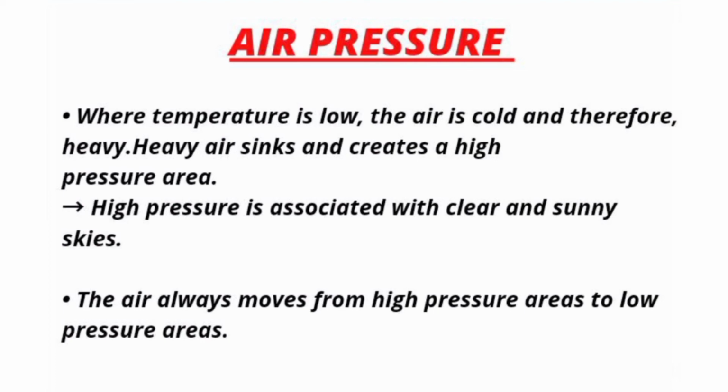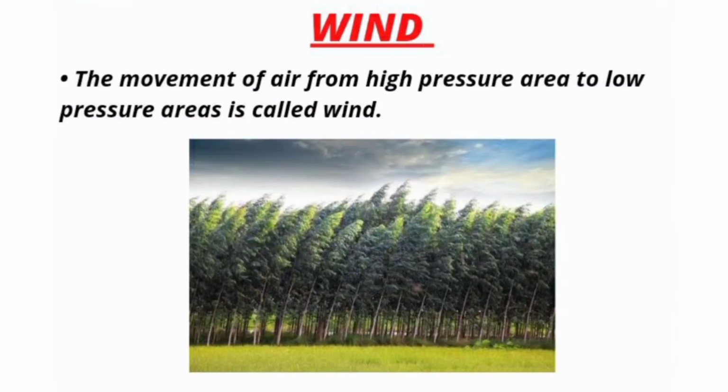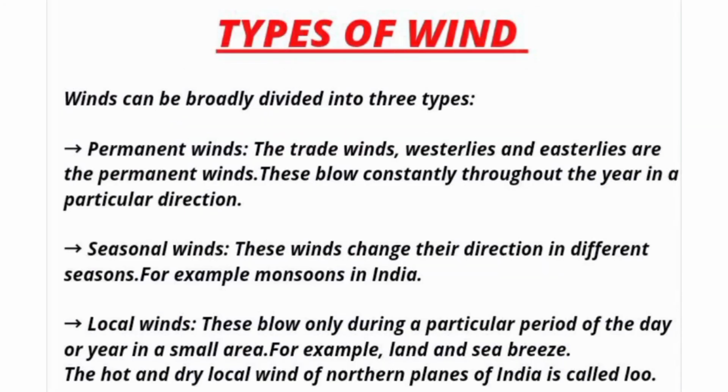Now we will discuss wind. The movement of air from high pressure area to low pressure area is called wind. Let's see how many types of winds there are. So winds can be broadly divided into three types: permanent winds, seasonal winds, and local winds. Now we will discuss each of them in a little bit detail.